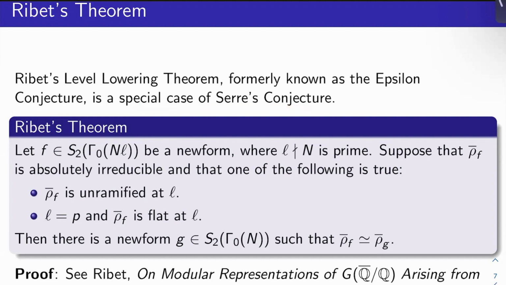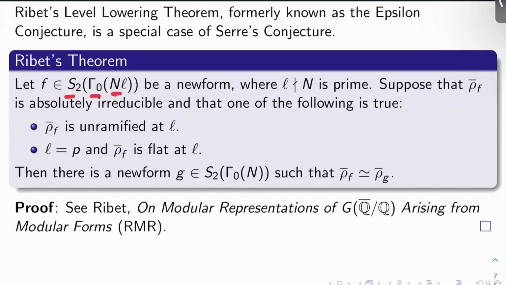And we see how that is in chapter 7 of my notes. So here's the theorem. It says, let f in S_2(Gamma_0(NL)) be a newform where L is a prime that doesn't divide N. Suppose that rho bar_f is absolutely irreducible and that one of the following is true. Either rho bar_f is unramified at L, or L is p and rho bar_f is flat at L. So again, we see flatness taking the place of unramification at the prime p itself. Then there's a newform g in S_2(Gamma_0(N)) such that rho bar_f is isomorphic to rho bar_g. So you can take the level of f, which is NL, and lower the level from NL to N. That's what's going on. And you have an isomorphism of Galois representations when you do that, provided certain special conditions are satisfied.